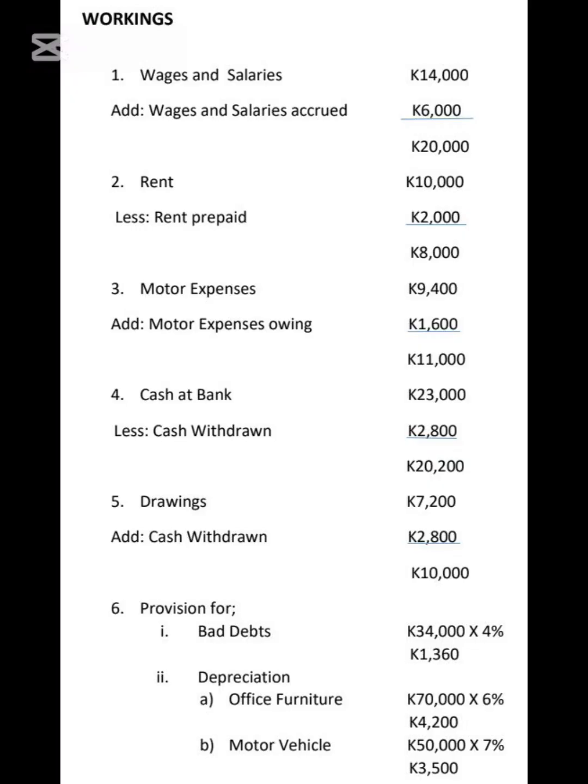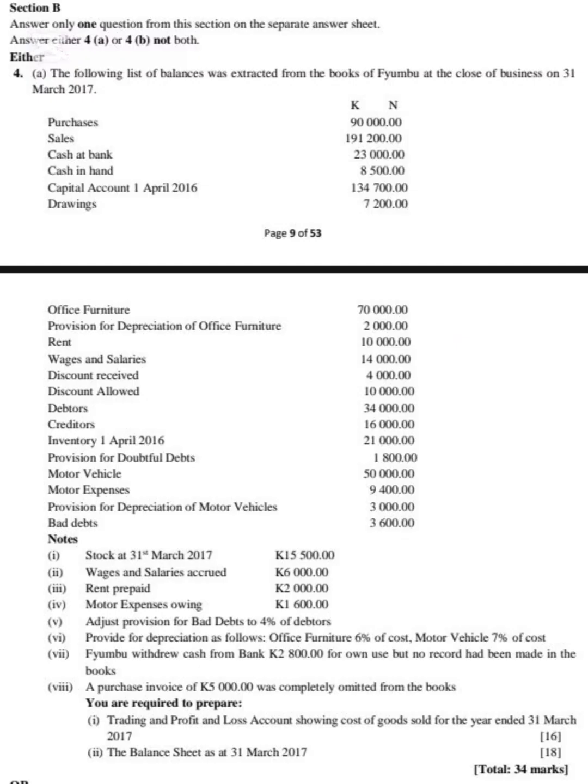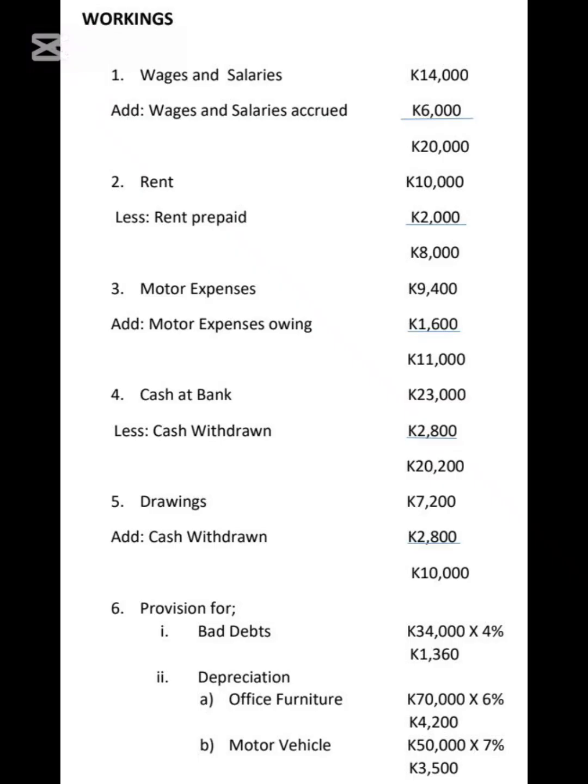Then we also go on the drawings. Fyombo, the drawings will also increase since he withdrew the money from the business for personal use. So that transaction is what we call a drawings transaction. So the drawings will increase by 2,800, the amount withdrawn. So 7,200 drawings which we have in the list of balances, plus the 2,800 which has been withdrawn, giving us 10,000 kwacha.